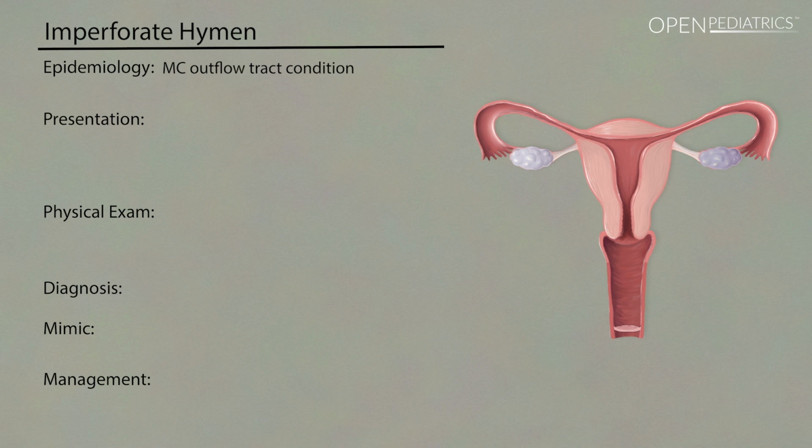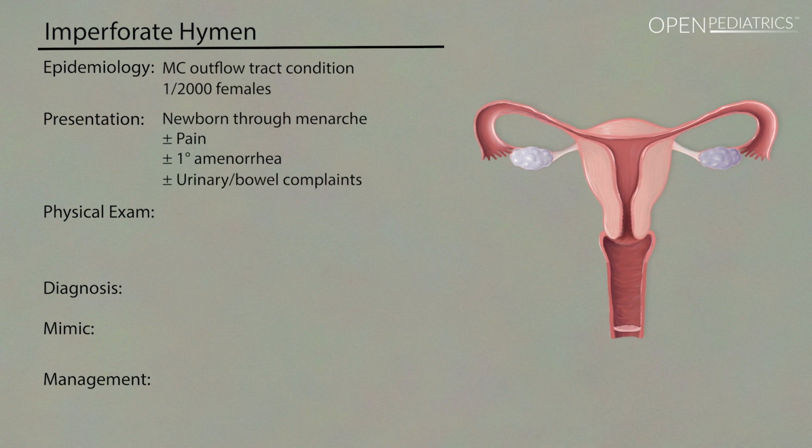Imperforate hymen is the most common outflow tract concern, occurring in 1 in 2,000 females. It may be identified during the newborn period or after menarche, where after several cycles of bleeding, the vagina becomes distended and pain becomes more severe. If the hematocolpos is large, it can cause urinary retention and bowel complaints.